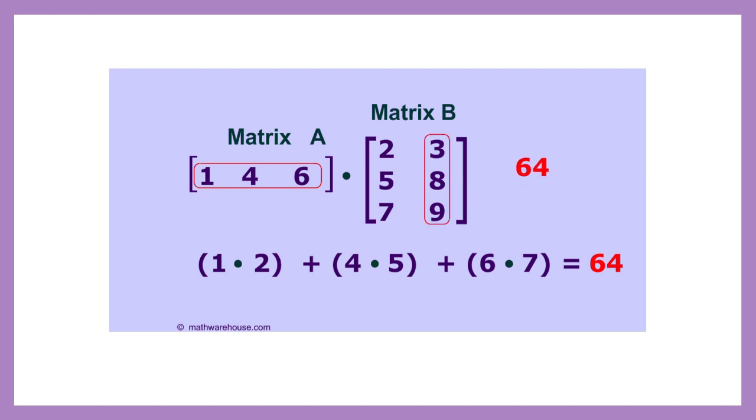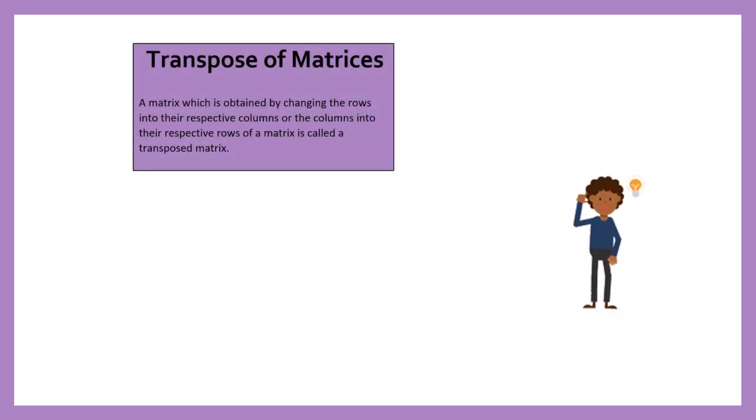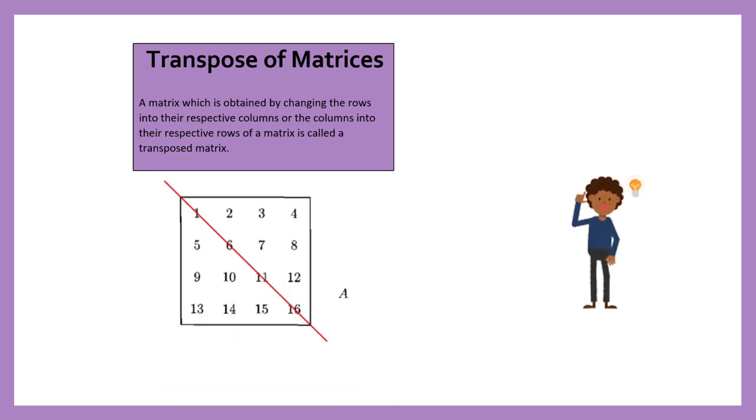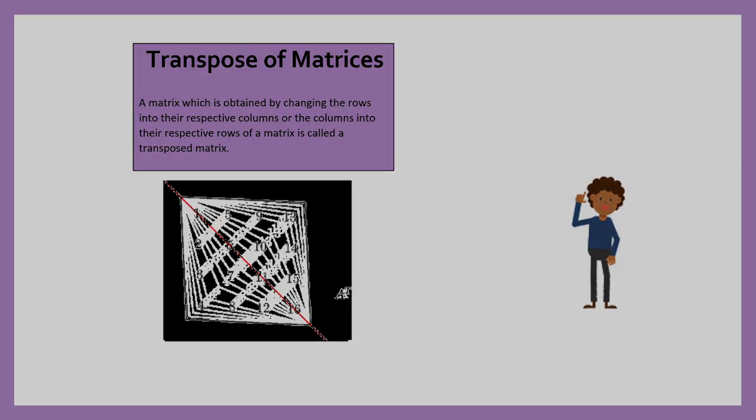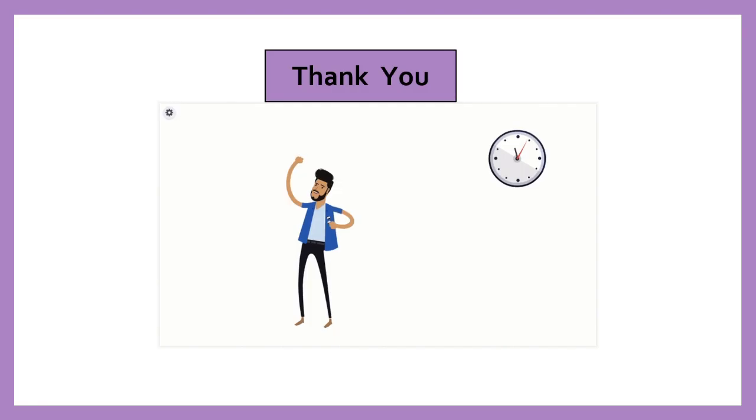Transpose of a matrix. A matrix which is obtained by changing the rows into their respective columns, or the columns into their respective rows, of a matrix is called a transposed matrix. To obtain such a matrix, the first row R1 of a given matrix is made the first column C1, the second row R2 is made the second column C2, and so on. Or the first column C1 is made the first row R1 and the second column C2 is made the second row R2, and so on. The transpose matrix is denoted by A transpose.